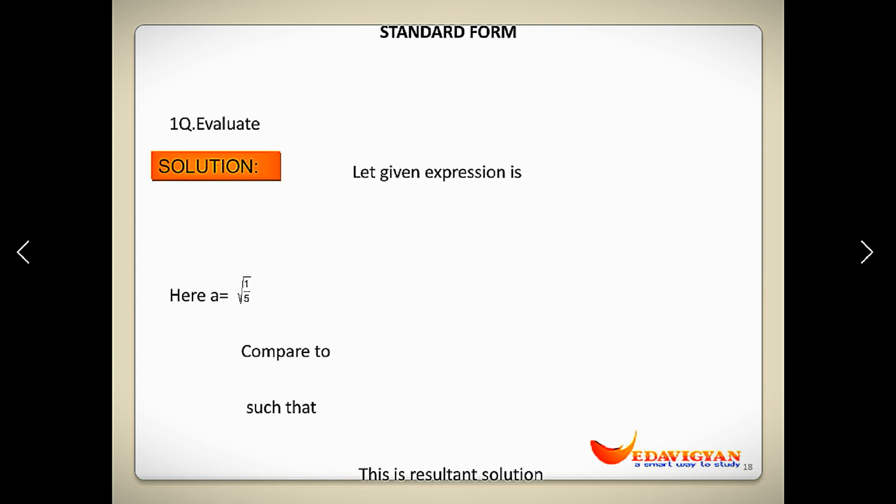Go to another standard form. That is the integral 1 by square root of a square minus x square dx is equal to sin inverse x by a plus c. Let us see the first problem here. Integral 1 by square root of 1 minus 5x square dx. The given expression is right here.